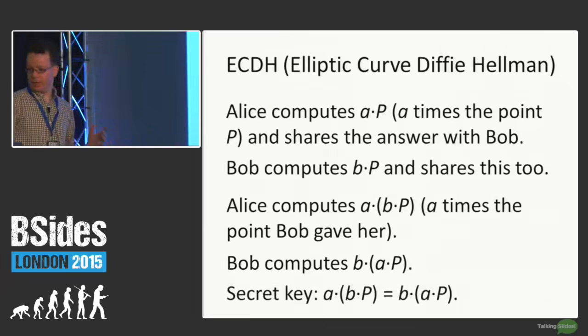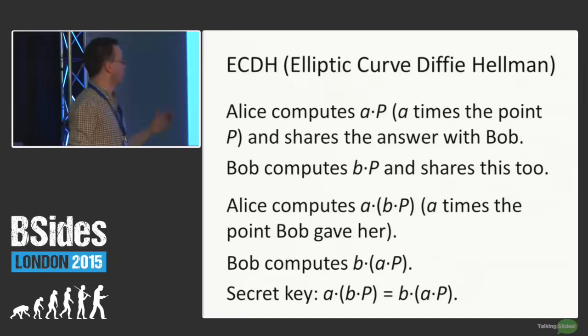And they get a secret key, because A times B times P is B times A times P. So they have agreed on a shared secret number, and the discrete logarithm problem means that no one can crack this, even if they can read, even if they know what curve is used, if they know the point P, if they have seen A times P and have seen B times P.